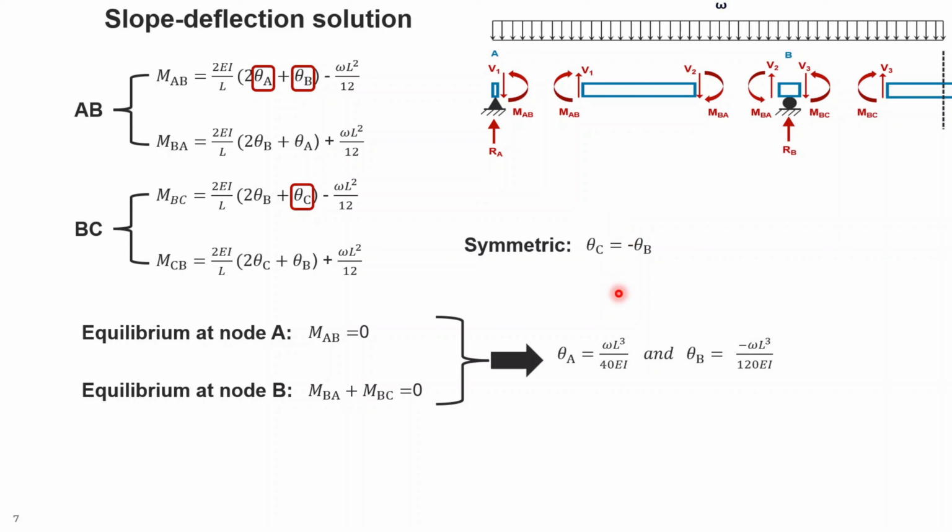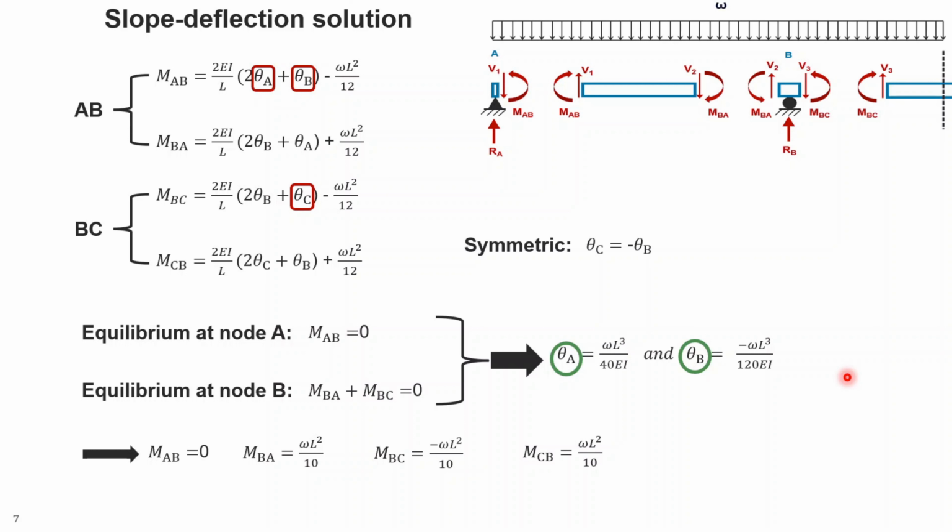You can substitute all of these equations in the equilibrium equations along with the symmetricity equation, and you can solve a 2 by 2 system of equations, and you can come up with theta A and theta B, as you can see. So when you have theta A and theta B in hand, you can put them back into these equations of slope deflection, and you can calculate all of the M's like MAB, MBA, MBC, and MCB. And if you do that, you will come up with these values for different internal M values.